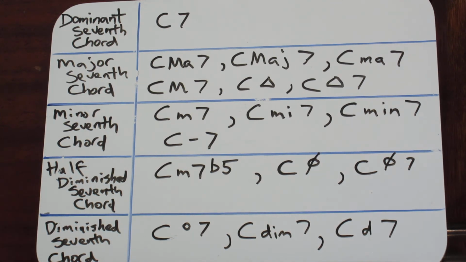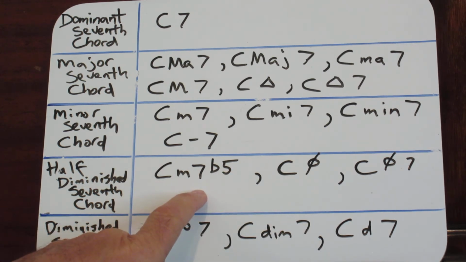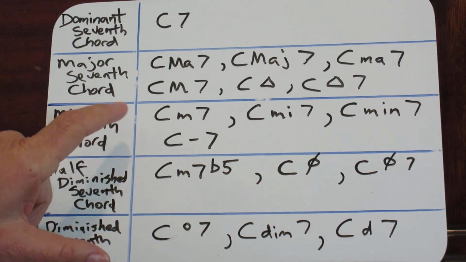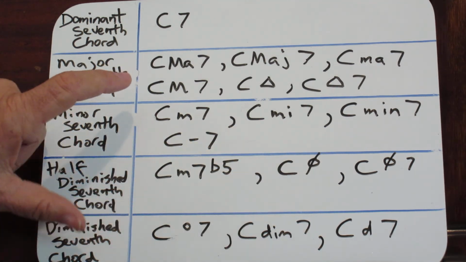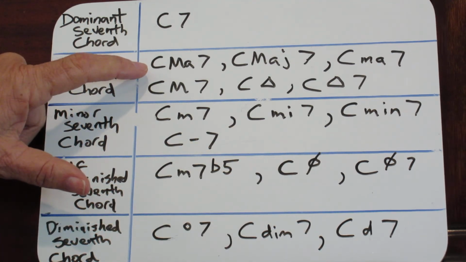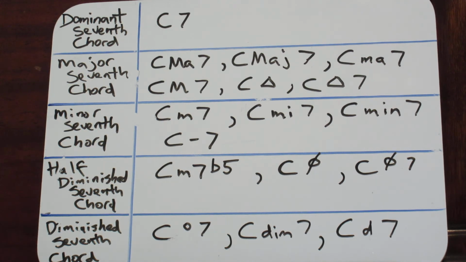Now, here's a question. You notice that for the diminished 7th, you have to write something. You have to write a circle or a DIM or a D. For this one, you have to write this or this. For the minor, you've got to use an M or a dash or this. For the major 7th, you have to write something that indicates that it's major. But for the dominant 7th chord, all you have to do is say C7. And you may be wondering why that is.